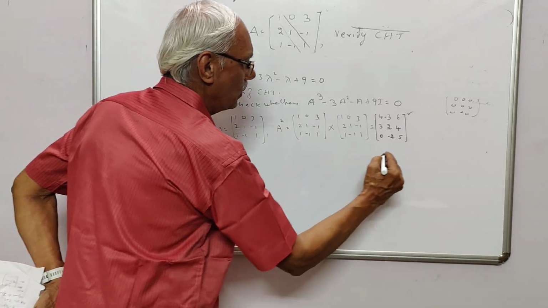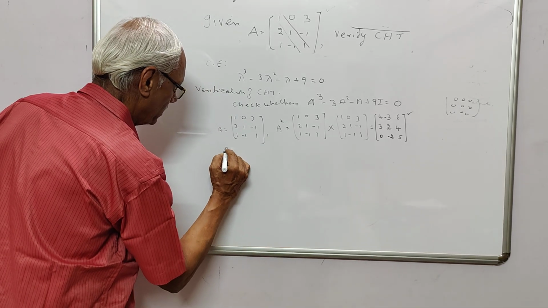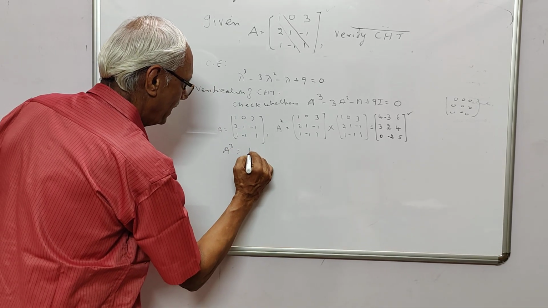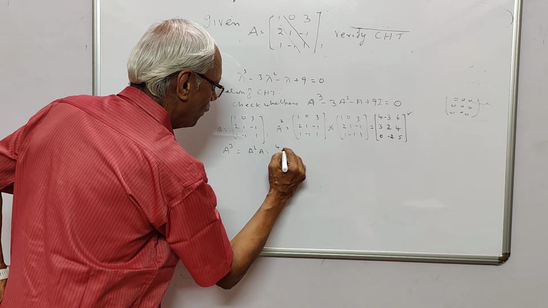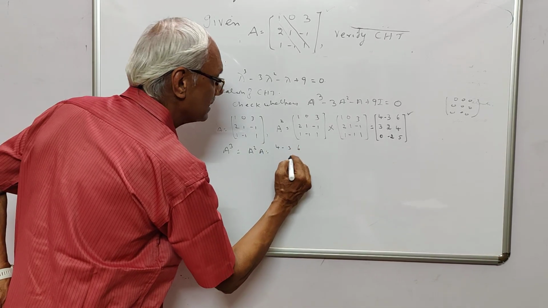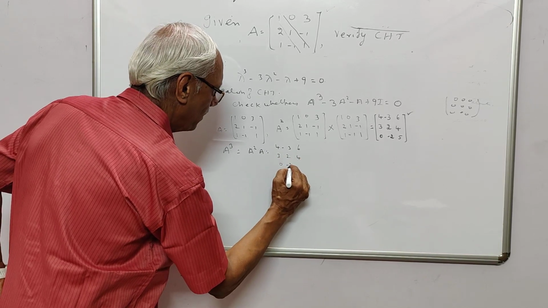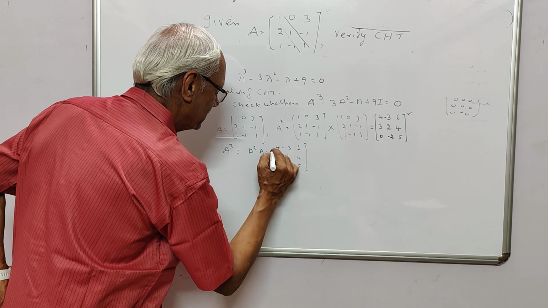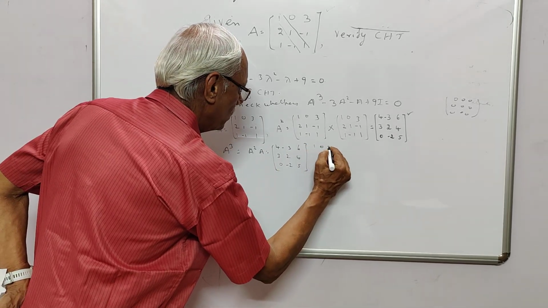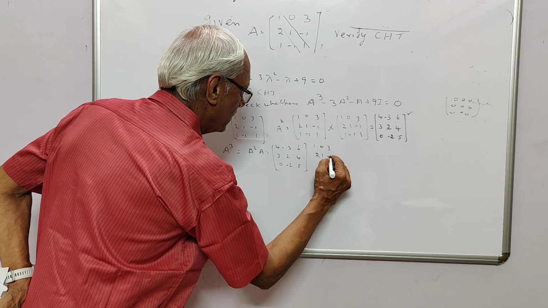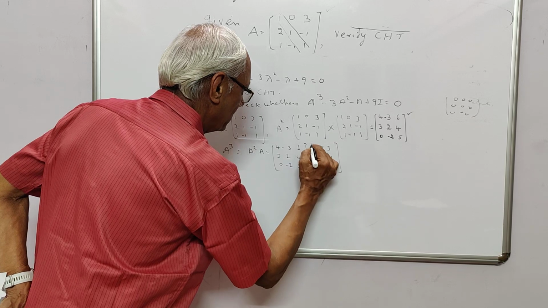Now I will write here your A squared. So what is your A cubed? A squared into A, that is equal to 4 minus 3 6, 3 2 4, 0 minus 2 5. And this must be multiplied by 1 0 3, 2 1 minus 1, 1 minus 1 1. And this must be multiplied.